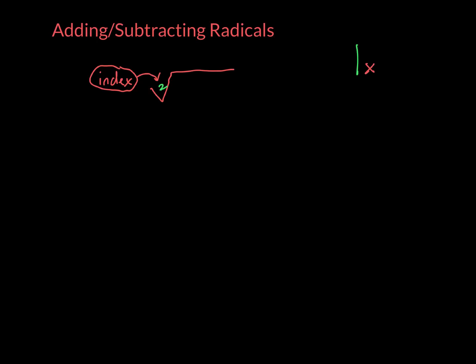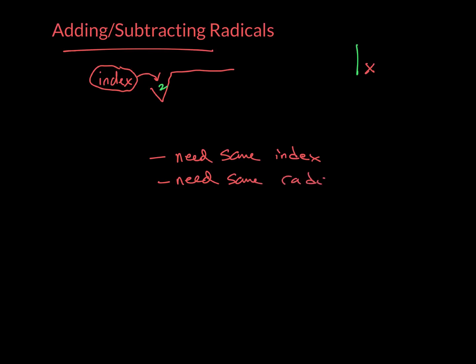So if you're going to add or subtract radicals, you need the same index, and you also need the same radicand, the A and D on the end. And a radicand is just the number underneath.